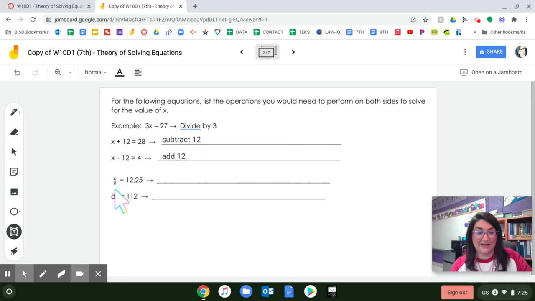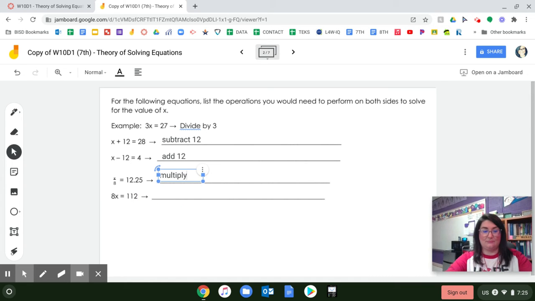X divided by 8 gives us this. So in order to get back to the full x, we would need to multiply by 8. For 8x equals 112, in order to find 1x, we would need to divide by 8.